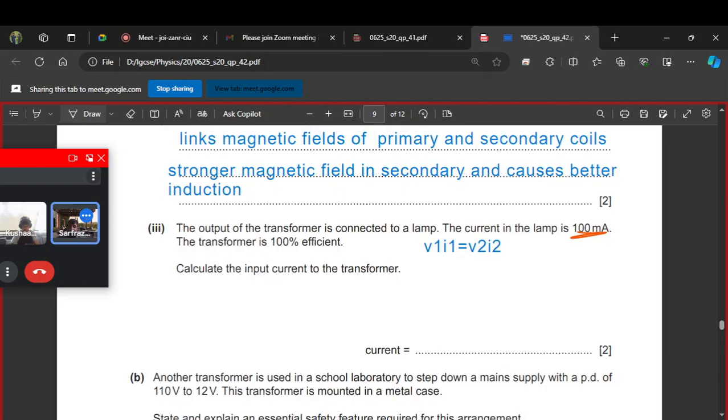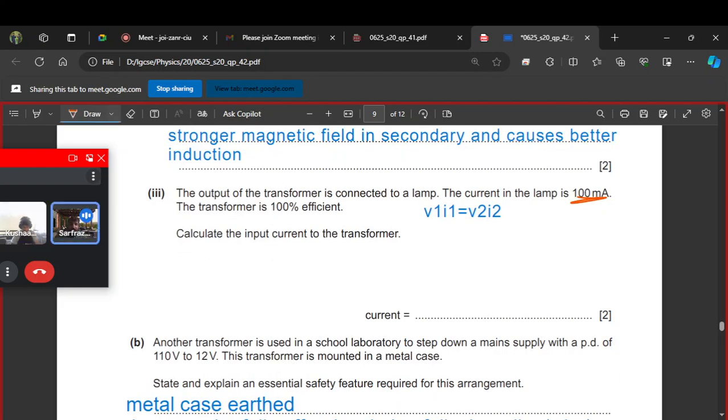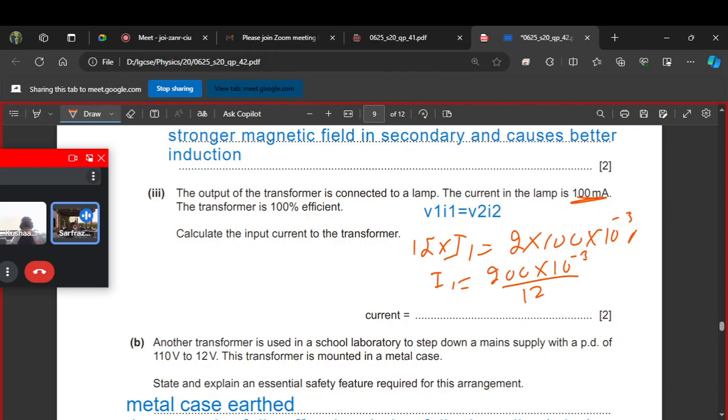So input voltage 12 times I1 is equal to 2 times 100 times 10 raised to the power minus 3. Okay, for I1 it will be 200 times 10 raised to the power minus 3 divided by 12. Can you tell me the answer for I1? 200 divided by 12.